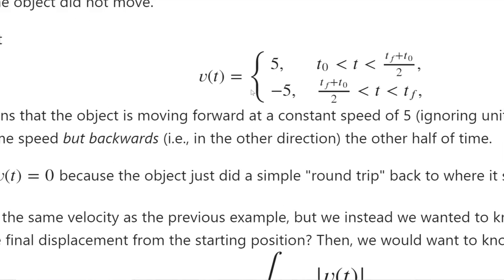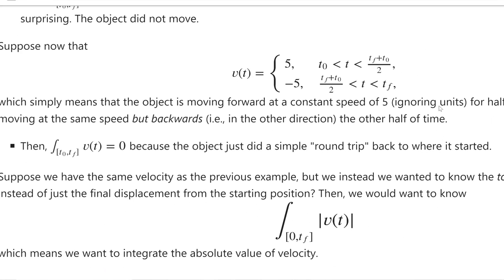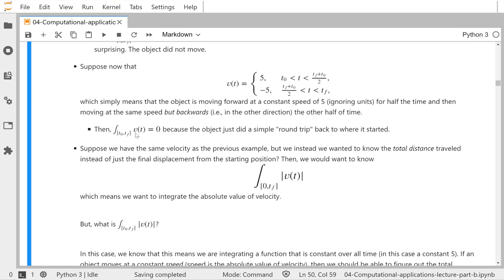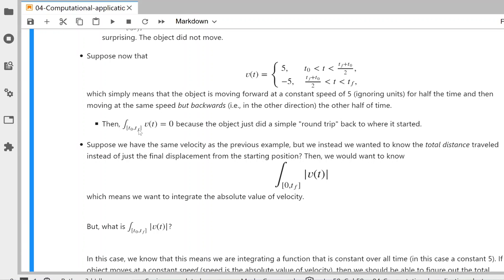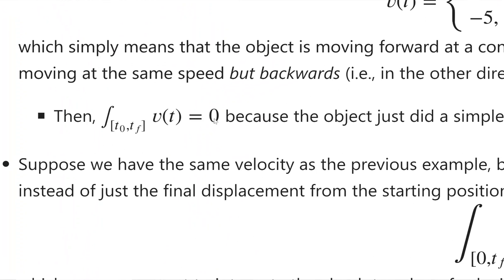Suppose now that the object moves with a velocity 5, and I'm ignoring units here, so maybe miles per hour, maybe feet per second, just some units of speed 5. That means it's moving in the forward direction, at that constant velocity for half the time interval, and then it immediately switches directions. It has a negative sign here, so it moves in the opposite direction at the same speed, negative 5, over the last half of that interval. Well, then the integral of that is going to be 0 because the object just did a simple round trip and ended up back where it started. So what should the displacement be relative to its initial position? 0. It didn't move relative to its initial position.